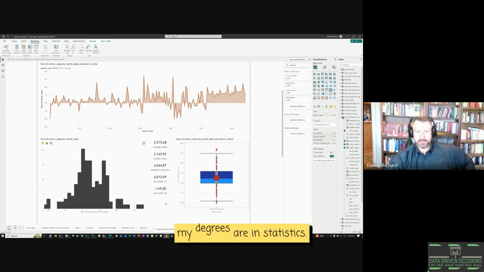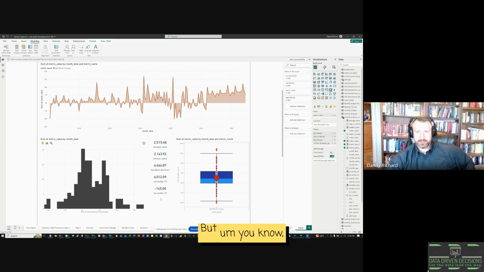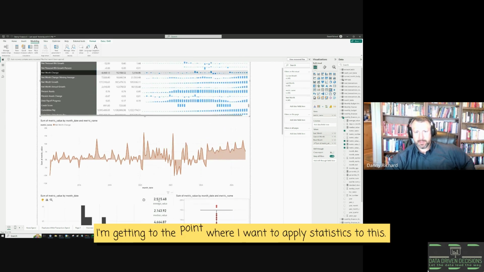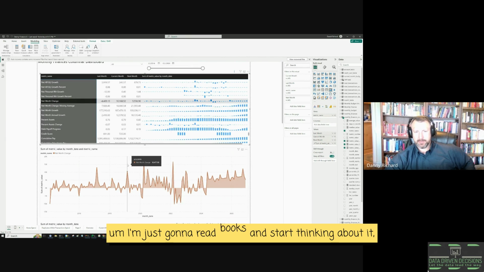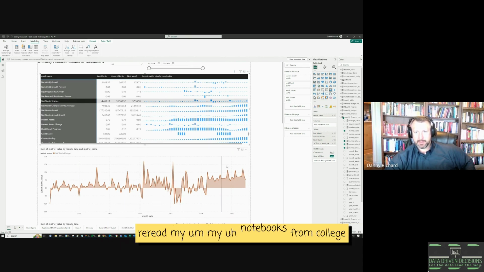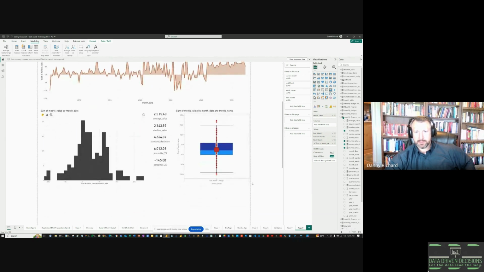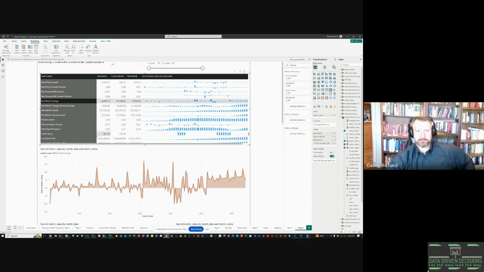And my degrees are in statistics. I definitely don't use much statistics on my job as a business intelligence engineer, but this is my project. I get to have it forever, so I get to just grow and grow upon it. And yes, I'm getting to the point where I want to apply statistics to this. So I'm just going to read books and start thinking about it. Reread my notebooks from college, and try to apply some statistical analysis in this ecosystem.